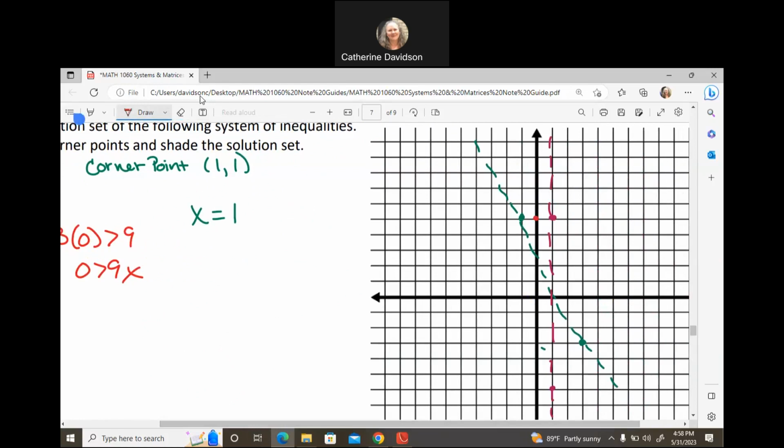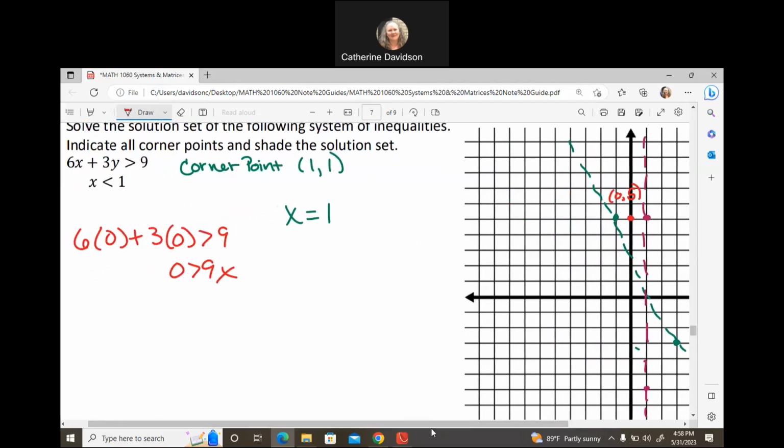What about this one right here? This little sliver up here that's over 0, up 5. So that is at 0, 5. Let's plug that one in. So x is 0, y is 5. Is 15 greater than 9? Yes. But it also has to be here. Our x is 0. Is 0 less than 1?